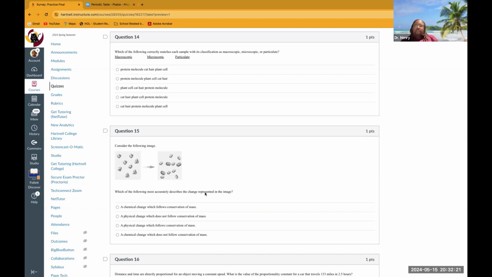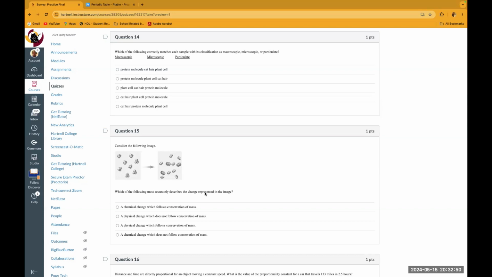Macro, what does macro mean? You can see it with your eyes, basically. Okay, then micro means you can see it through a microscope. And then particulate, like an elementary particle. Okay.